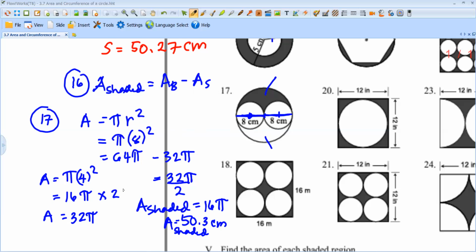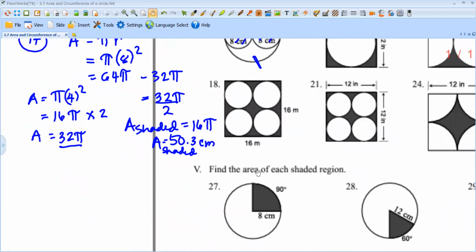Now, we will remove the area of these two circles, which is 4 squared as the radius of one small circle, multiplied by 2, is 32 pi. Then we remove it from the full circle, but the remaining 32 pi is actually the two remaining parts of the circle. So we will divide by 2 to get that shaded part. So it is 50.3. Okay.